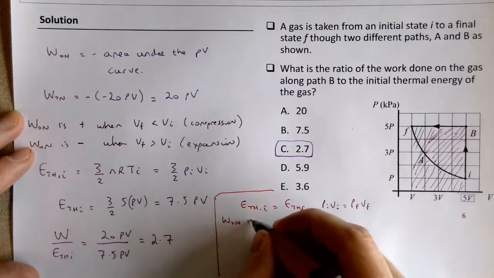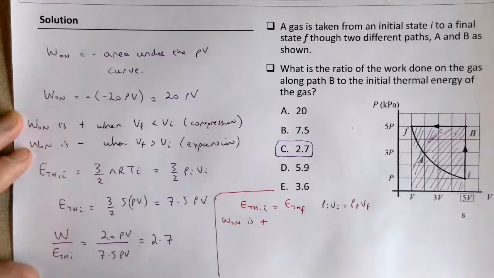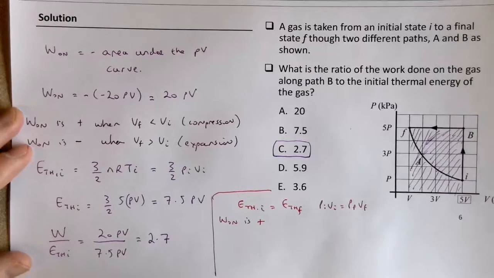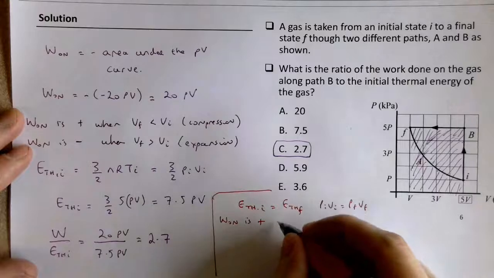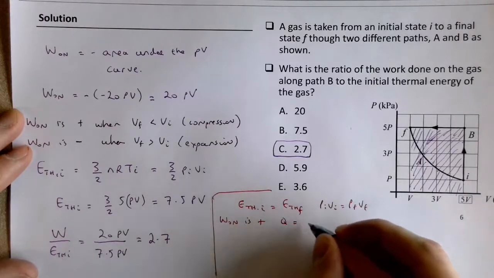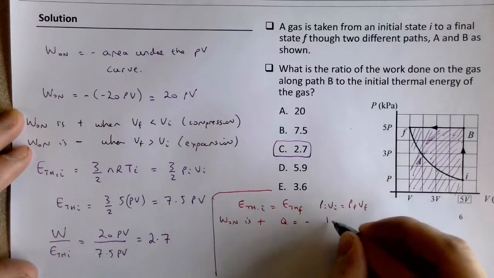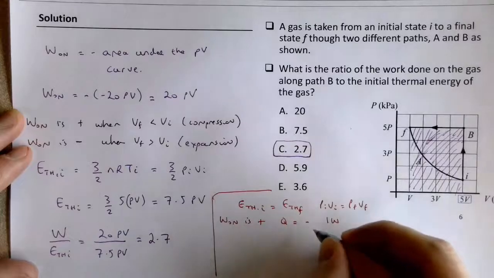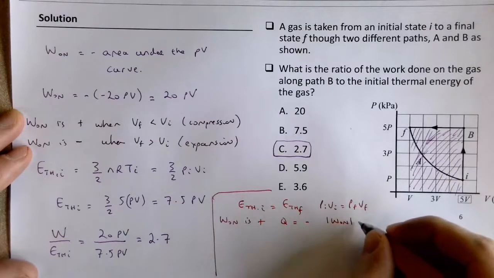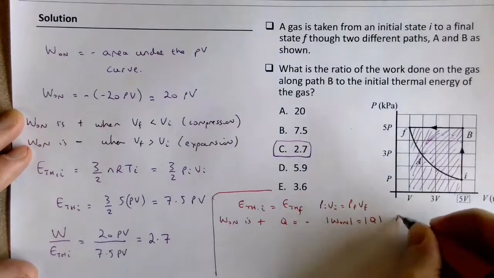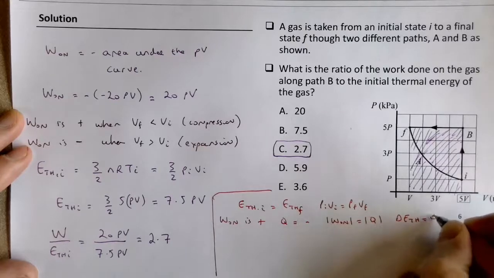The work on is positive because they're both compressive processes, which means that the Q exchanged is negative, and I know that the work on has the same absolute value as Q because delta E thermal is 0.